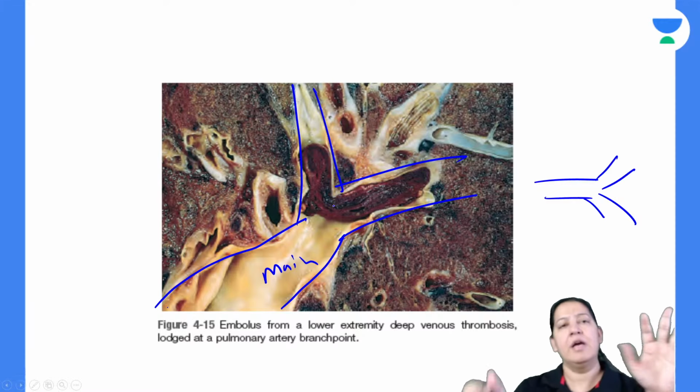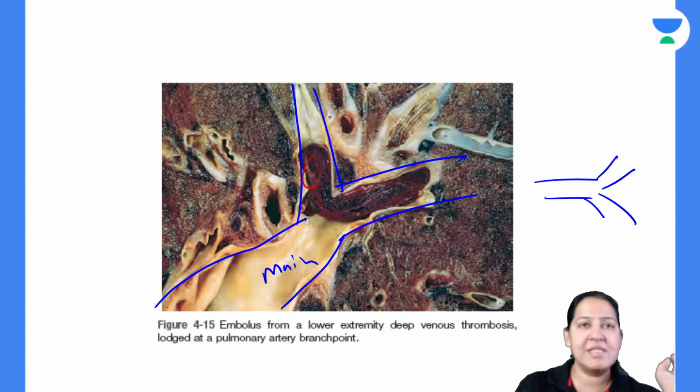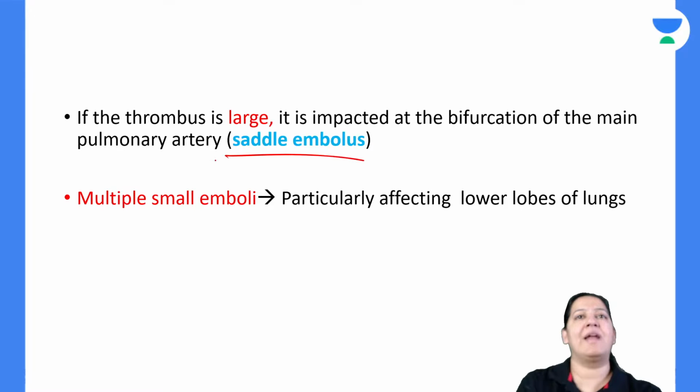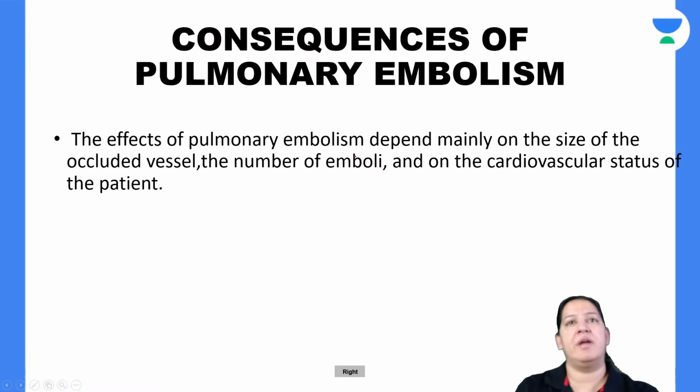So it is bifurcated. This is the thrombus. This is the embolus. The embolus takes the shape of the bifurcation. So it is a big embolus which takes the shape of the bifurcation. This embolus is known as a saddle embolus. The shape is like a saddle.